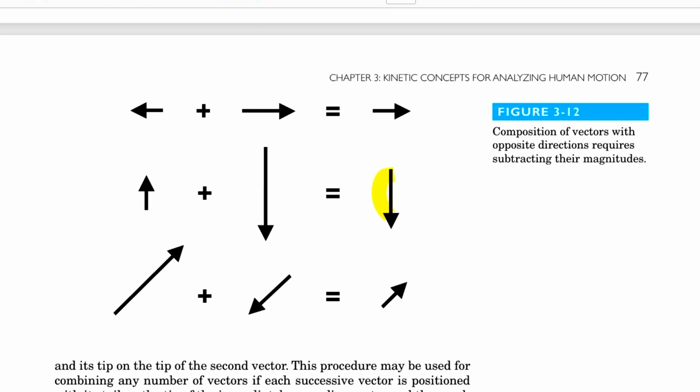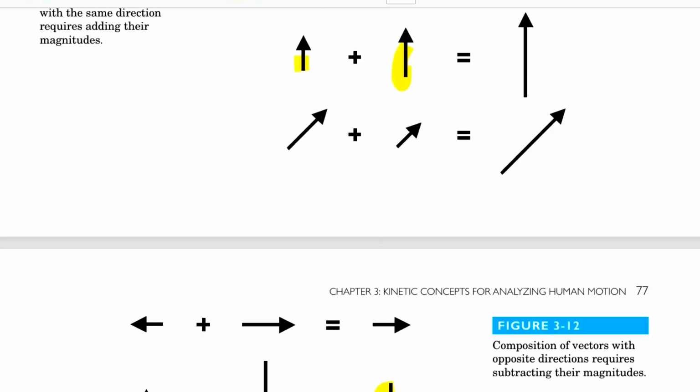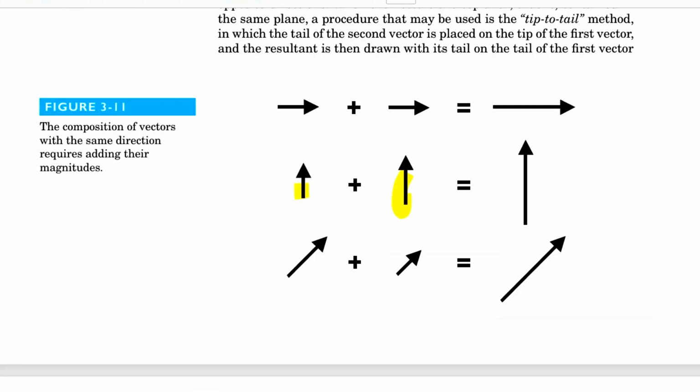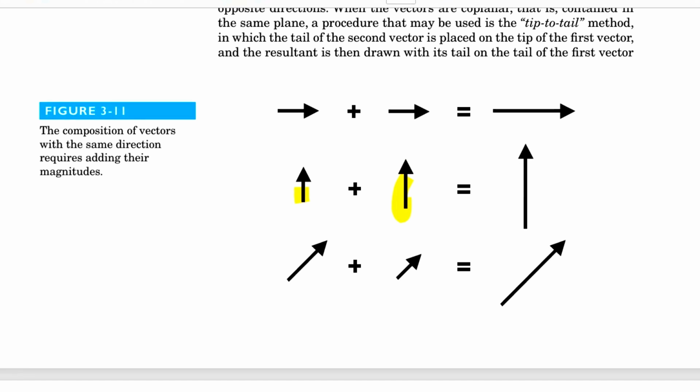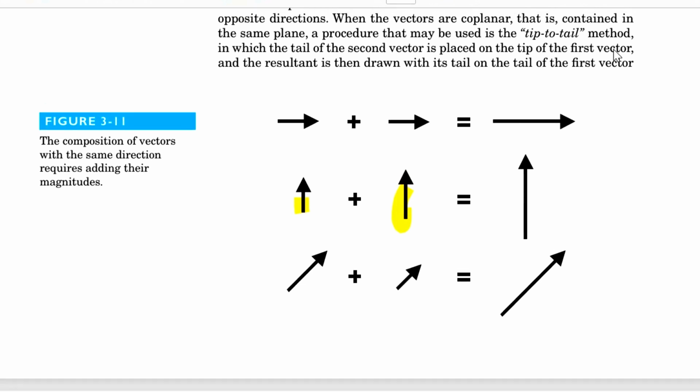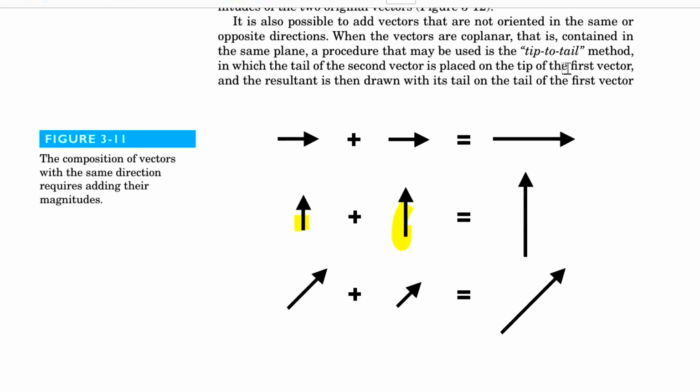Now vectors in different directions use the tip to tail method. Majorly, what is the tip to tail method? The example is simple. I have discussed with you how we can subtract, but why we can subtract, or in what way we can subtract. We can subtract in the tip to tail method. The tip to tail method simply says to place the tail of the second vector at the tip of the first vector.